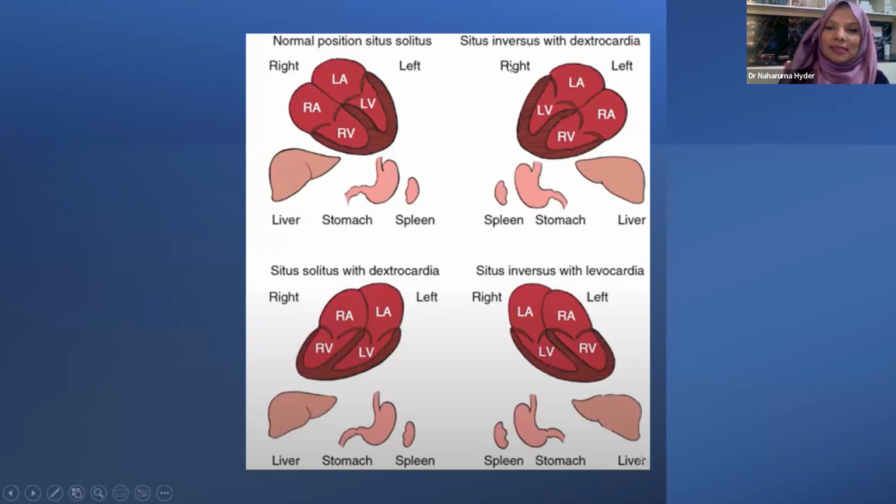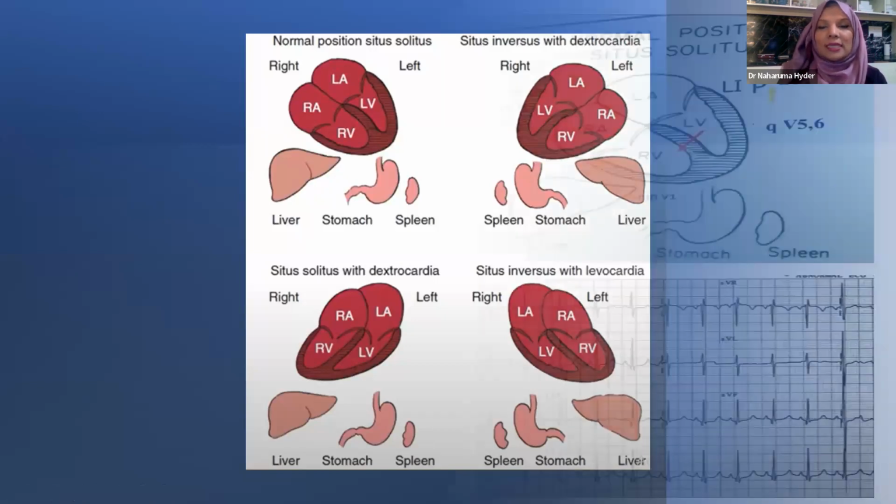And what is situs inversus with dextrocardia? It means the right-sided chamber now turns to the left and the left-sided chamber to the right. Now the base to apex is directed towards the right. This is dextrocardia, and there are variable complexities present. Today, I am not focusing on that.